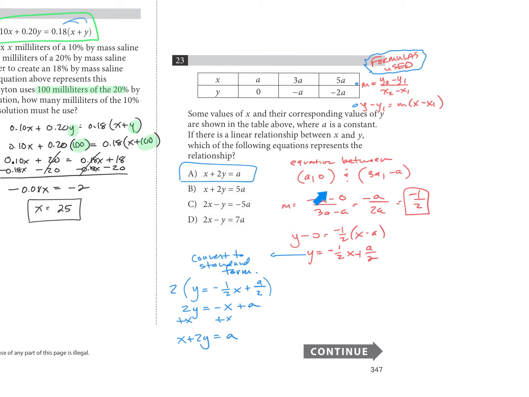And then I used the point a, 0 and the slope, and I did point-slope form. So I did y minus 0 equals negative a half, x minus a. Distribute the negative a half, and then I multiplied everything by 2. I showed that work here, how I converted to standard form. So again, once I converted to standard form, I saw the answer was a.